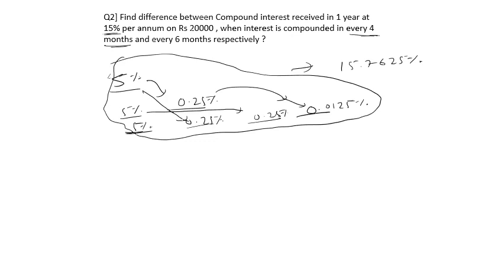Now let's move into the second case, when interest is compounded every 6 months. How many 6-month periods are there in 1 year? 2 six-month periods, right? For 12 months, that is 1 year, the interest rate is 15%. For 6 months the rate will be half, that is 7.5%. And there are two 6-month periods in 1 year. So the first 6-month period 7.5%, the second 6-month period 7.5%, and 7.5% of 7.5%.